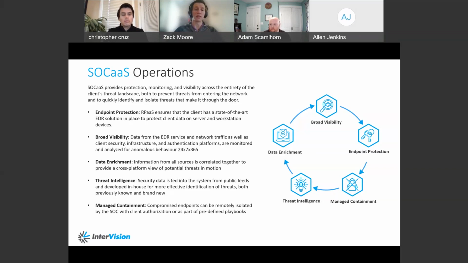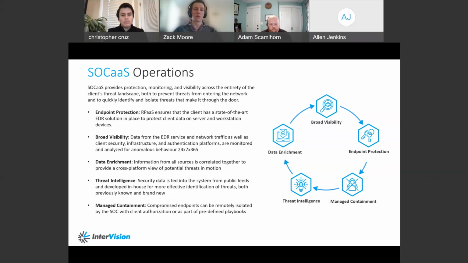This also takes all of the metadata from your network traffic, as well as the logs from your security infrastructure and authentication platforms, and puts them all in one place to be monitored and analyzed for anomalous behavior, indicating possible compromises 24/7 by 365 by a team of experts. On top of this, we have data enrichment, going out and gathering data from all monitored endpoints, all monitored customers to identify new threats as they come in, threat hunting, dark web intel, vulnerability data, cross-platform correlation of logs to make sure that we have the best possible picture of threats in motion.